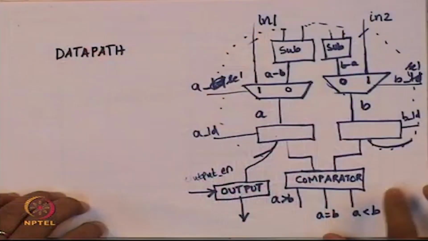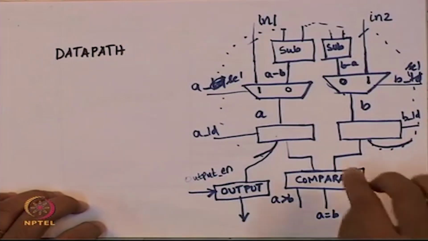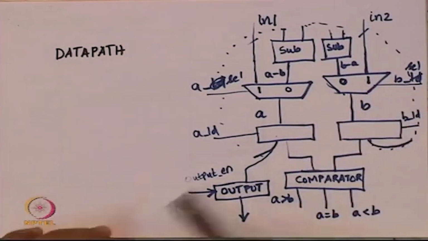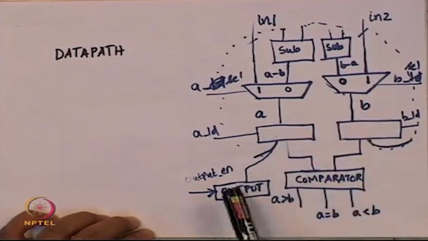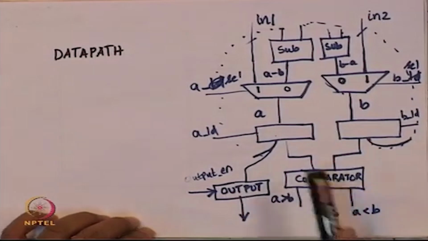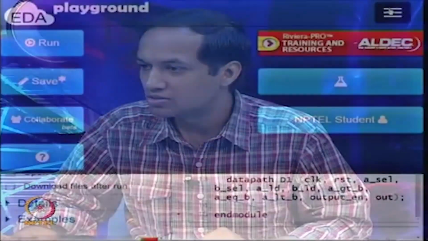So I am going to try and do something similar for the data path. So let us again look at the picture for the data path. The data path has several things. It has 2 subtractors, 2 multiplexers, 3 registers and a comparator, and there is a lot of wiring connecting all of these. So the next thing I am going to do is try and write the data path for this. So let me save this.